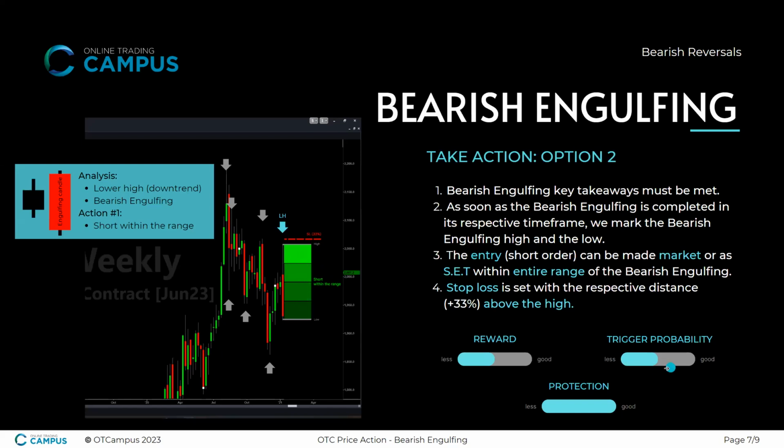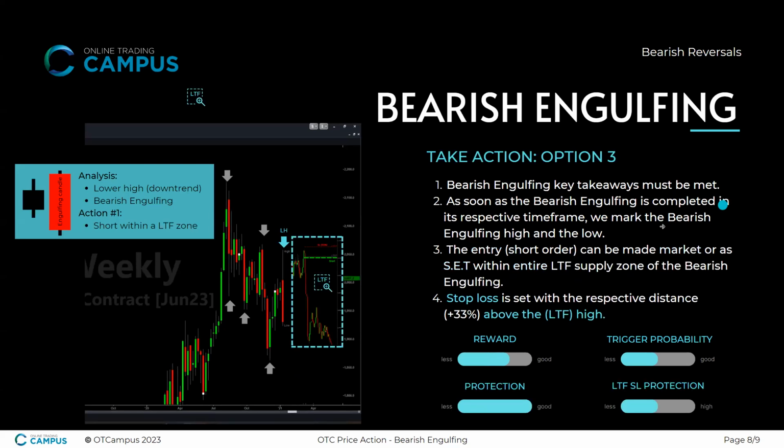Trigger probability is not the best. It is more in the middle because maybe we will never get a retracement. We get more and more weakness. We will never come back into the range. Then we are not filled. Protection is the same as option number one.